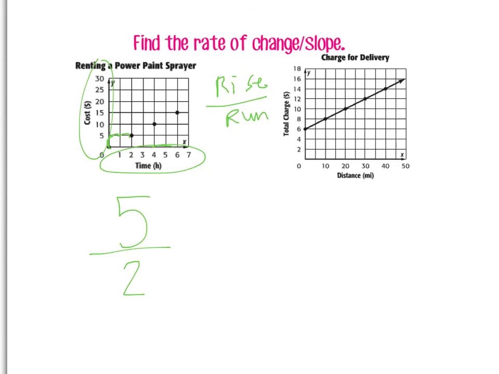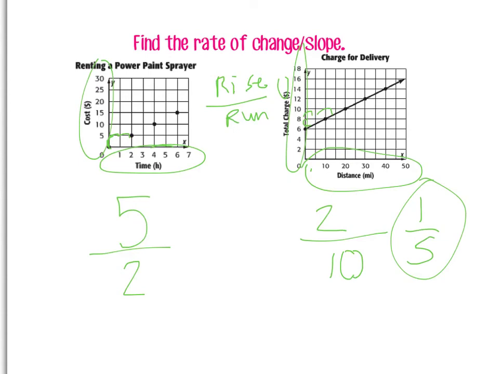All right, my second one, I go up 1 box. 1 box here looks like I'm counting by 2s, so it goes up 2. And we can see it's talking about money, $2. And then I'm going over 1, 2, and that goes over by 10. Every 2 boxes is 10. So I can simplify this, and I can call that 1/5, or 1 to 5, and that's going to be my slope.